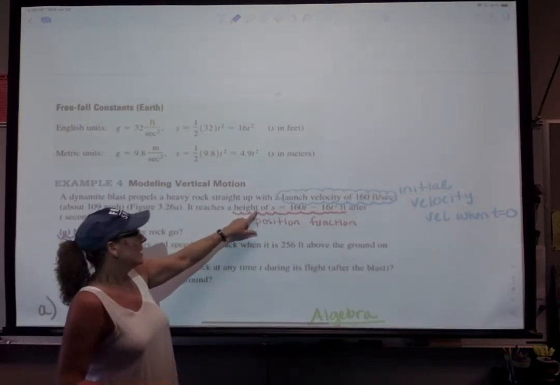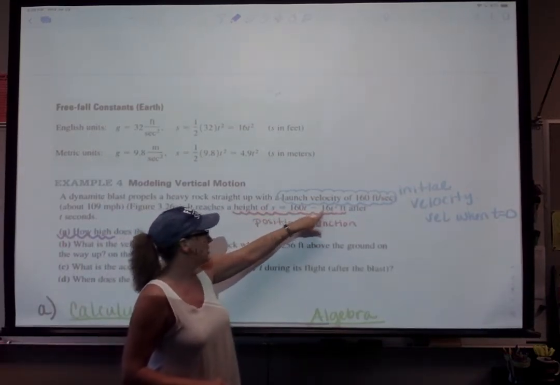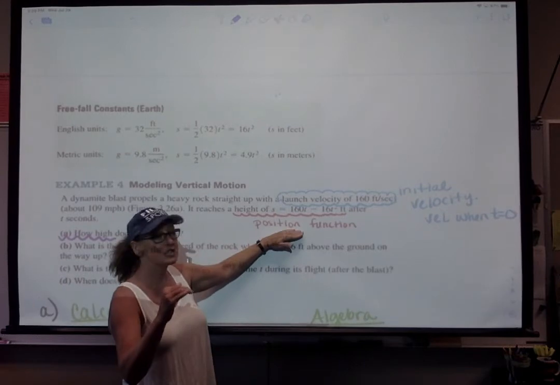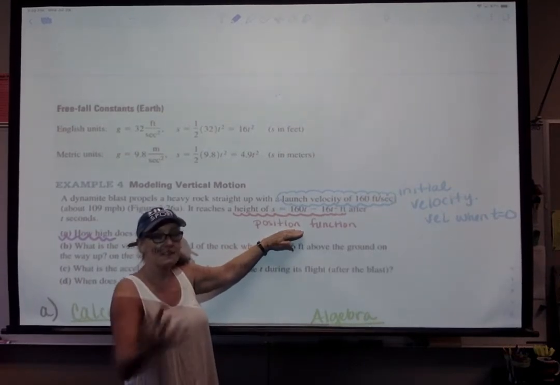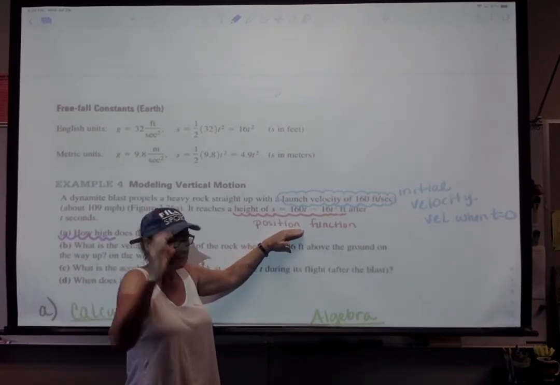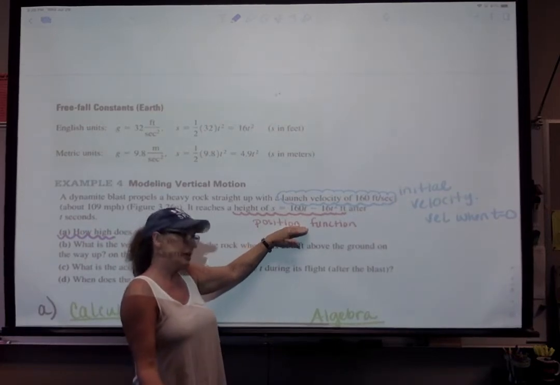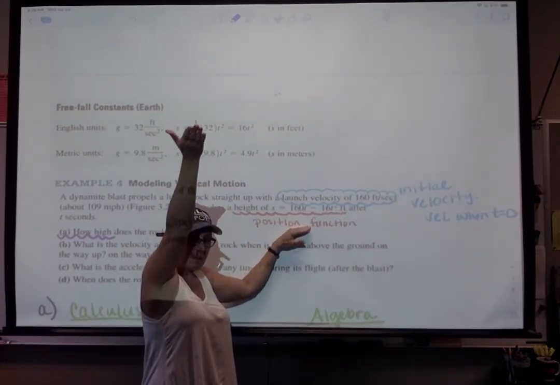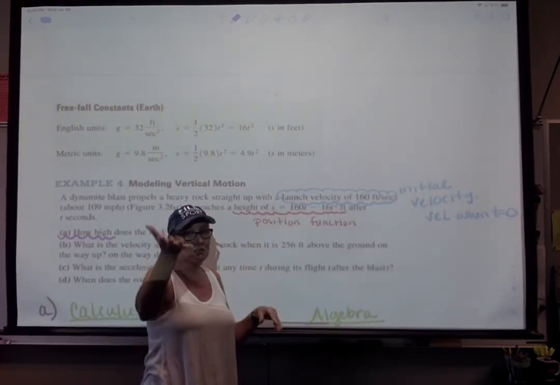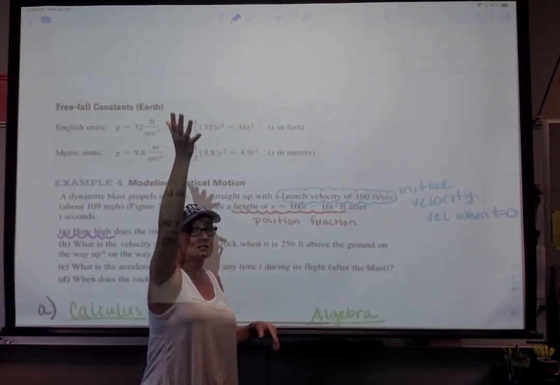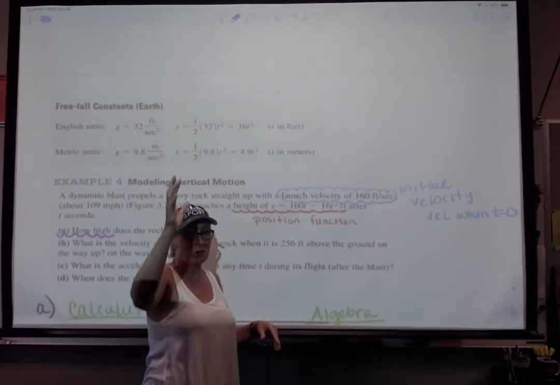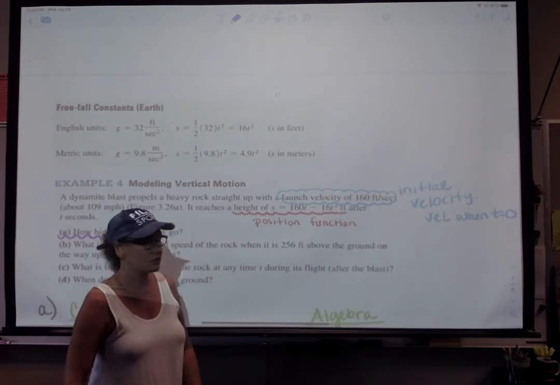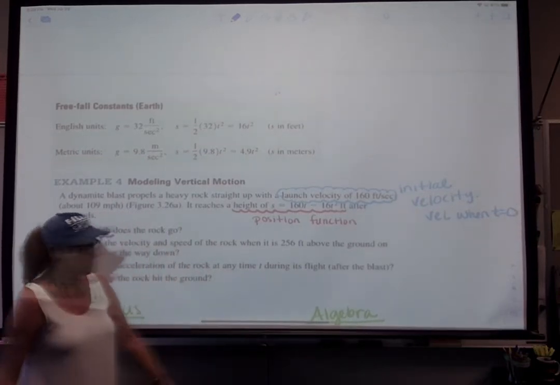It reaches a height up. Okay, so this is an S equation. It's the position function, and in this case, it's the height function. So it starts at 0. It's propelled straight up in the air. It's going to rise and rise and rise, stop, fall and fall and fall, boom, until it hits the ground. Okay? Position function.